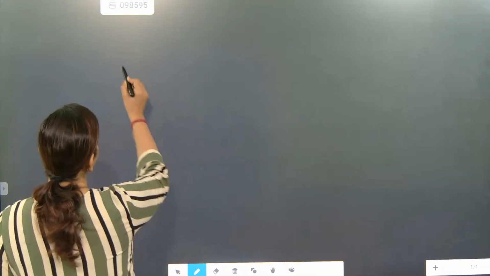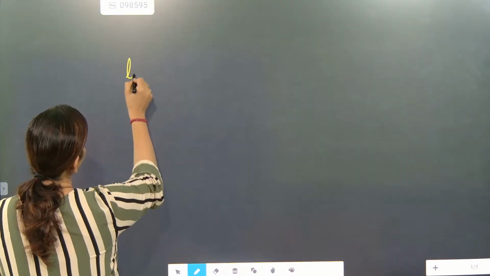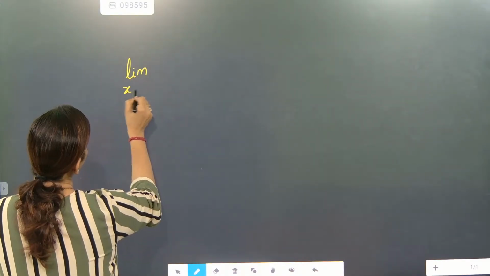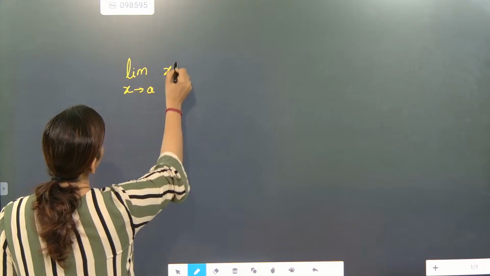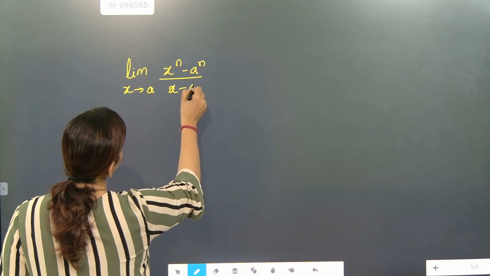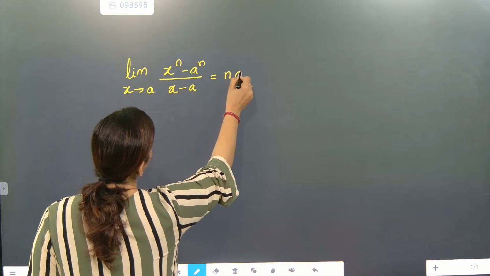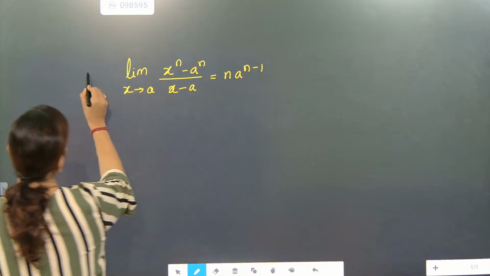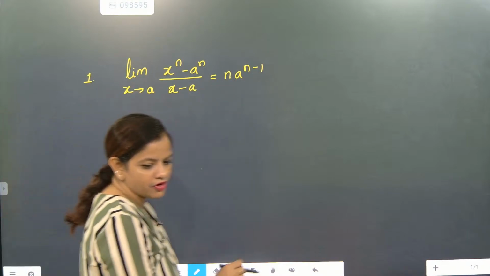Now look here, the rationalization part we have finished. Now we are going to go for one formula. So some important formulas on limits I am going to discuss. So now look here. One important formula is there. Limit x tends to a, x to the power n minus a to the power n by x minus a is equal to n a to the power n minus 1. Now I am giving you some very important formula for limits.